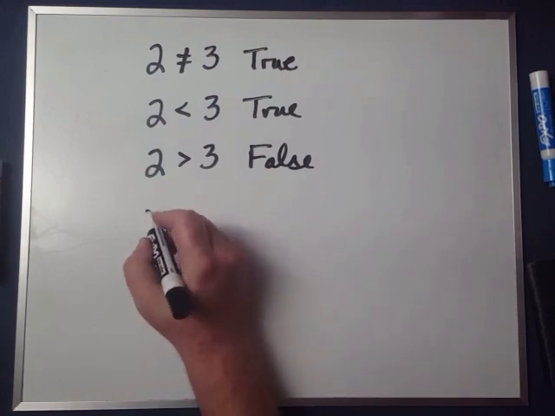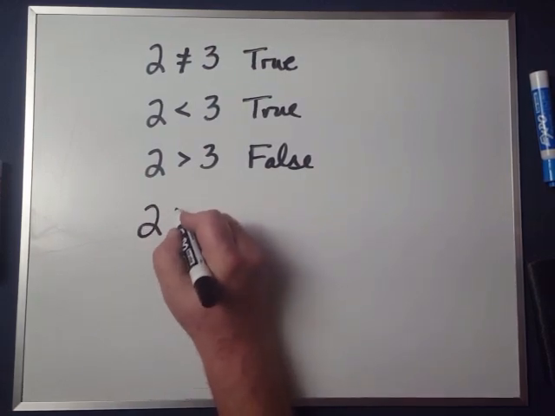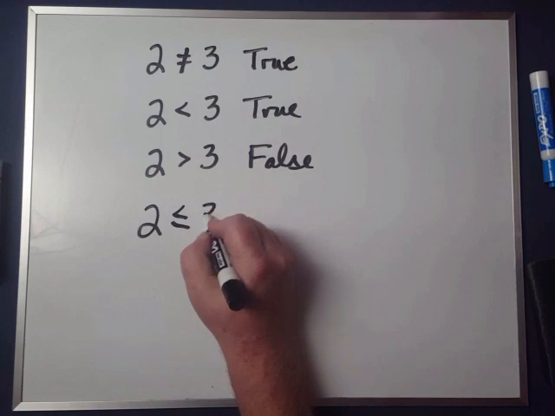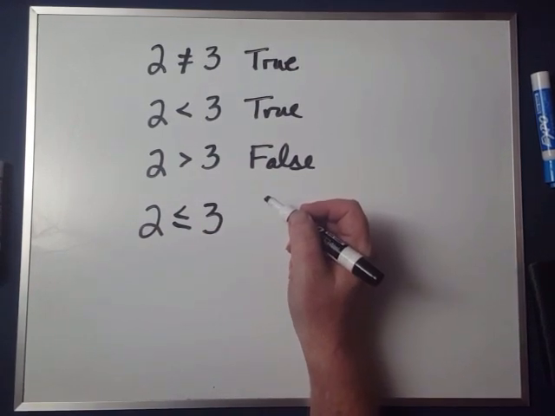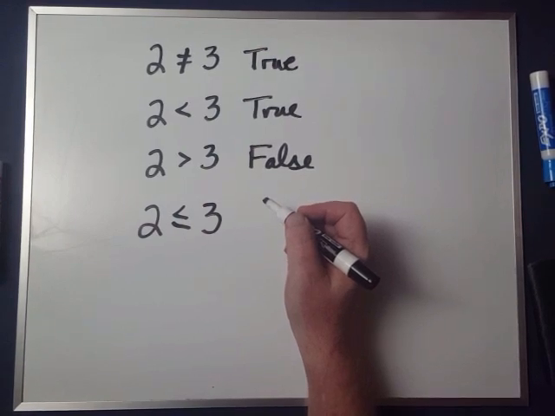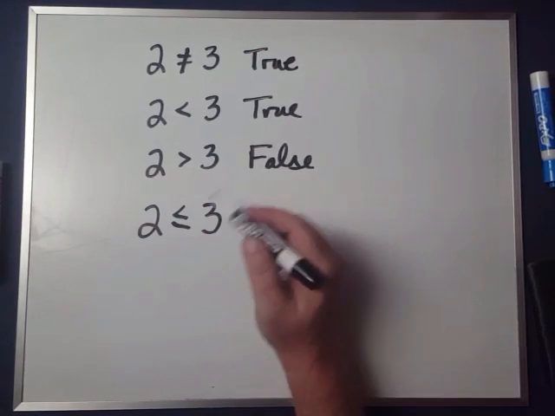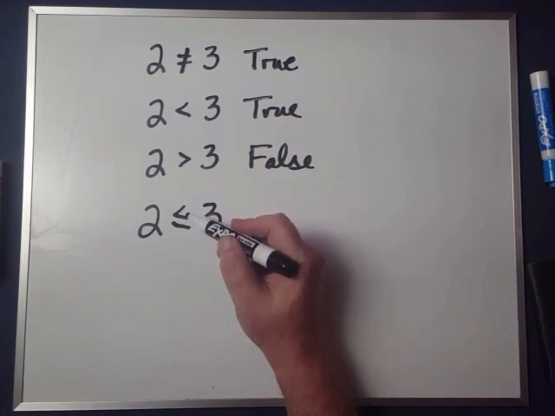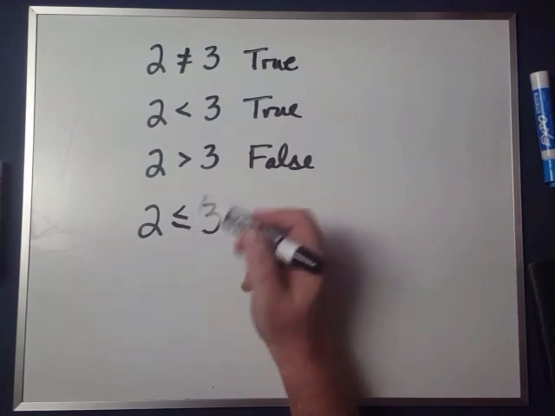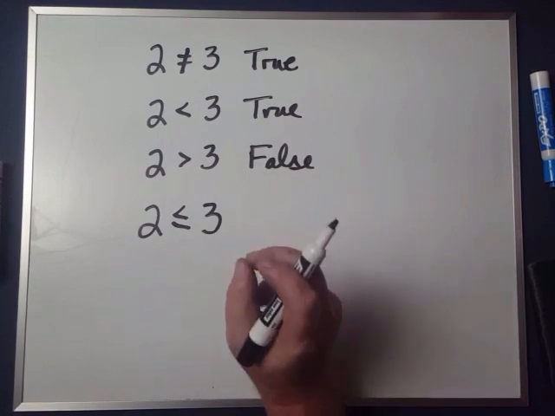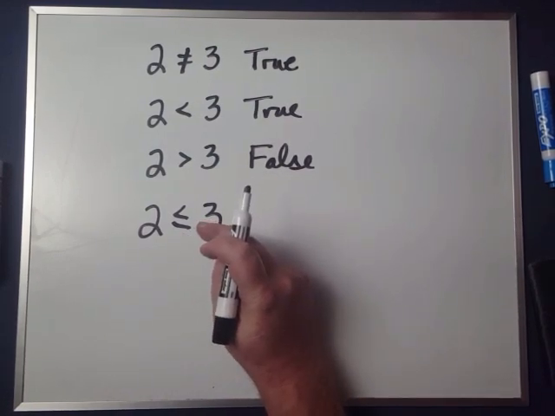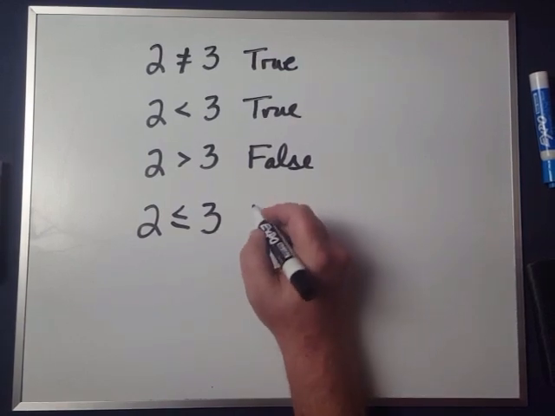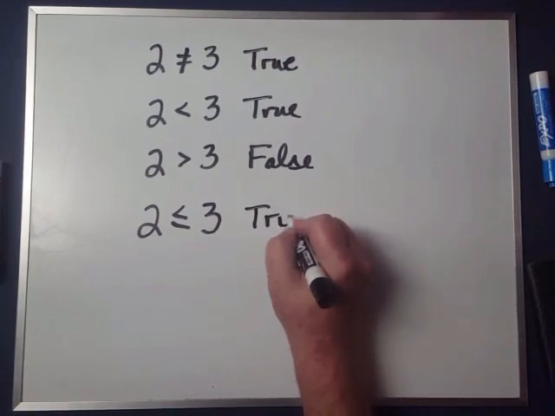Now, I want to make sure that we have no misconceptions about this statement. 2 is less than or equal to 3. True or false? Well, that's true. It says less than or equal to. As long as it's one of those, we're good to go because it said or. 2 is less than or equal to 3. Yes, that's true because it's less than.